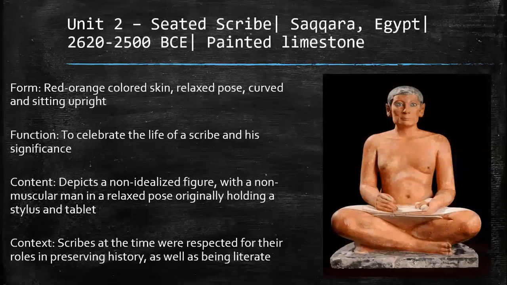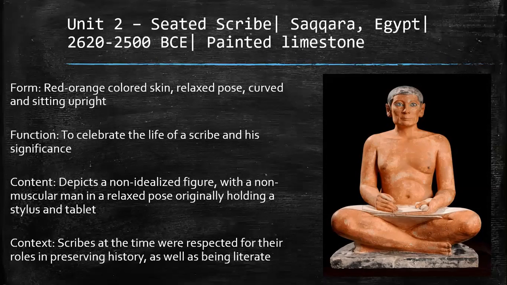Now for Unit 2, I actually chose two pieces, and the first one is the Seated Scribe. I chose this because in Unit 2 there are multiple pieces you can choose from, but I wanted to choose two: one that was non-idealized, being the Seated Scribe, and one you're going to see later.